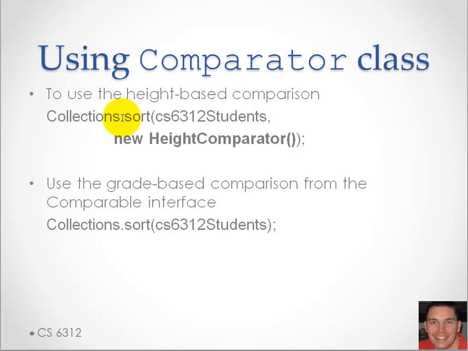If I actually want to use this and compare based on the new height comparator, when I call collections.sort, I still pass in my collection of students, but I can pass in a second parameter here. The sort method is actually overloaded. So I can say, use my new height comparator, and when I call this, it's actually going to sort using my height comparator. If I just call collections.sort on the CS6312 students, this is going to just use whatever criteria I implemented in the comparable interface. In this instance, it's going to sort in ascending order based on grade.